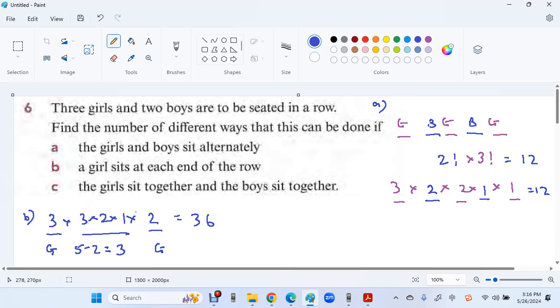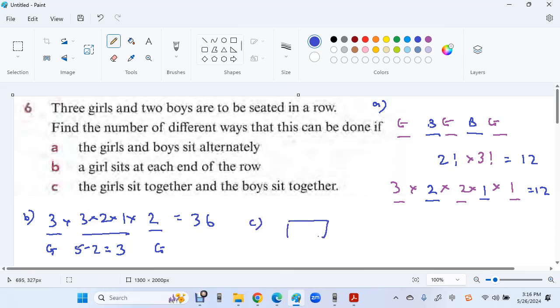Next, the girls sit together. So we have the girl, and the boys sit together, boy. So this one we have 2 factorial, and then the girl has 3 factorial and the boy is 2 factorial. So we have 2 times 6 times 2, 24.